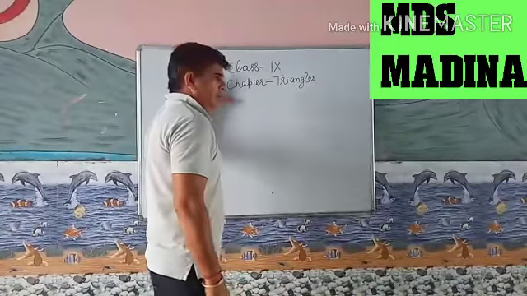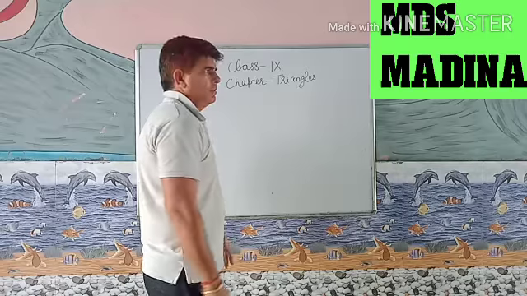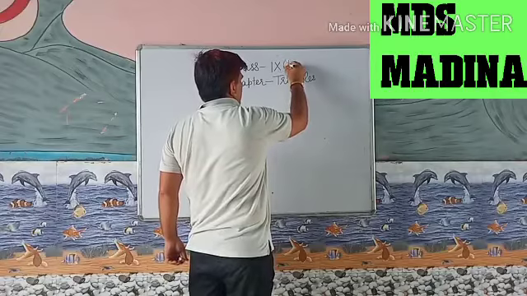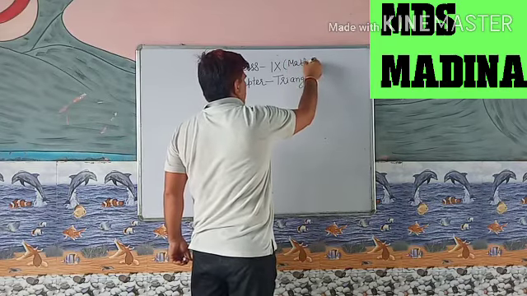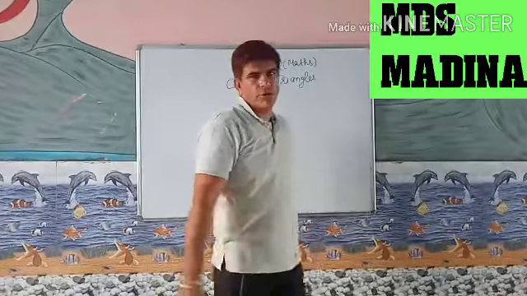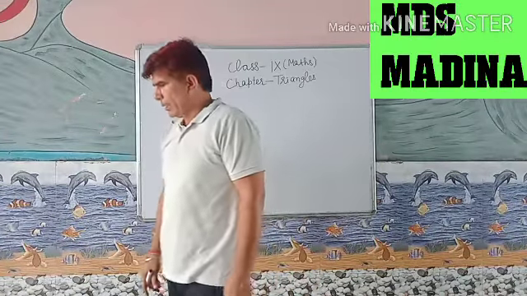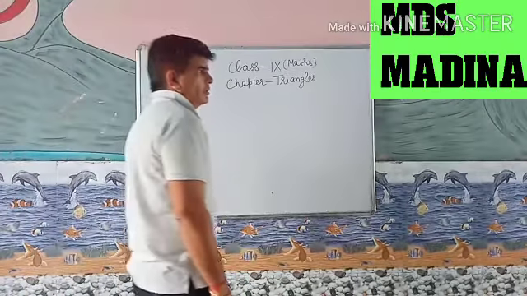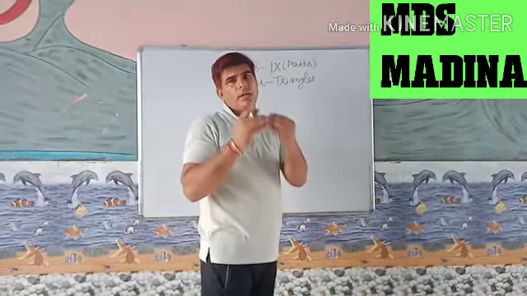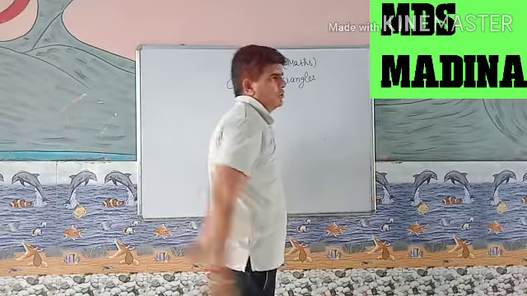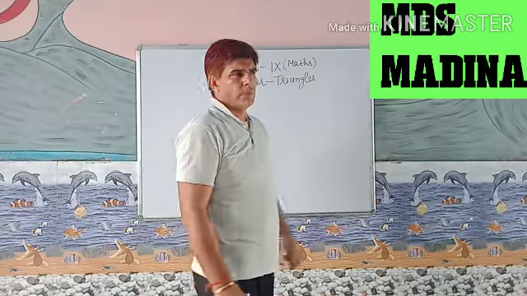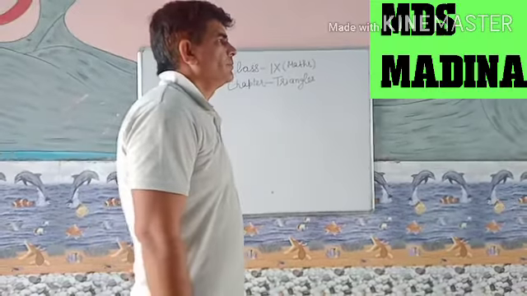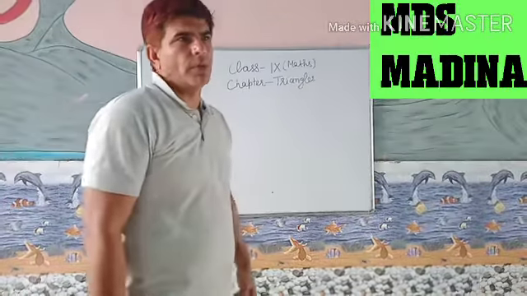Today we will start a new chapter of maths, class 9. What's the name of the chapter? Triangles. So, in this chapter we will read about what? About the triangles. How can two triangles be congruent? Congruent meaning same as equal. There is no difference. Before starting that, we will discuss the triangles, and then we will start this topic, congruence of triangles.